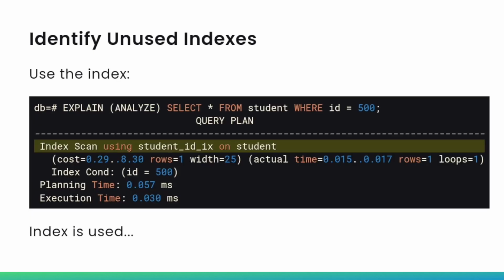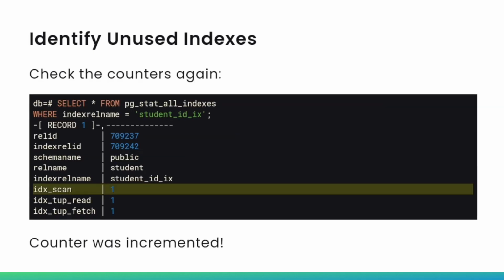So let's use the index. Let's do explain analyze, select star from students where ID equals something, and we can see from the execution plan that the index is used. We can see an index scan using students_id_ix, okay? If we go back to the table and do the exact same query, we can see that this time the number of index scans was incremented.